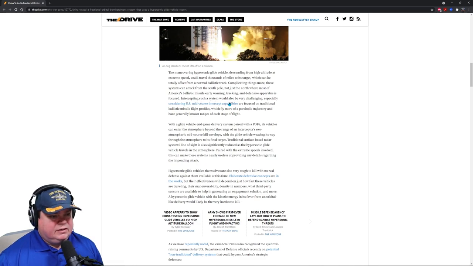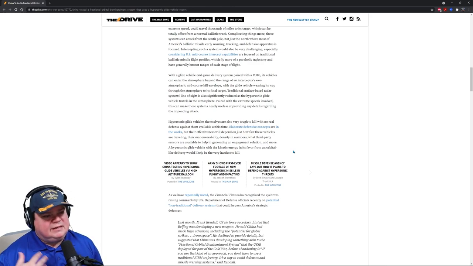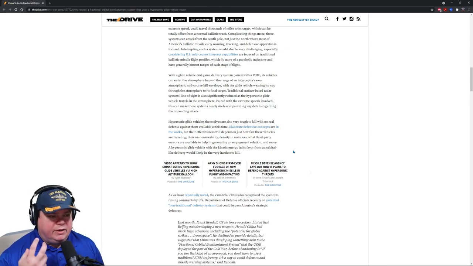Intercepting such a system would be very challenging, especially considering U.S. mid-course intercept capabilities are focused on traditional ballistic flight paths, which fly a more parabolic trajectory and generally have known ranges for each stage of flight because they're much more predictable. Yeah, this new capability that China has, or I should say is developing, because in the end, this thing did not hit its target. But the fact that it made this flight is a shot across the bow of everybody.